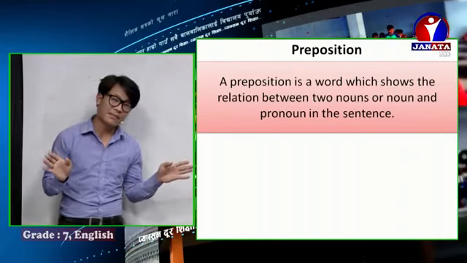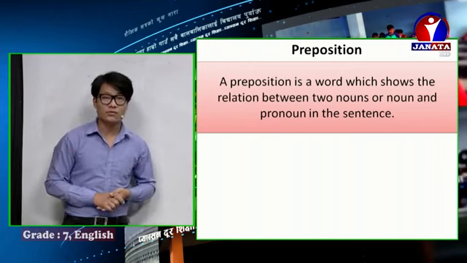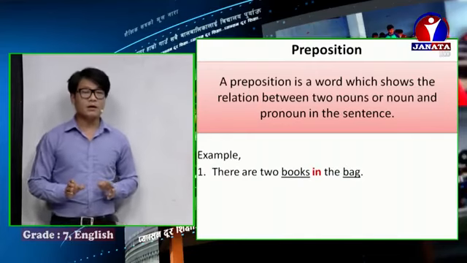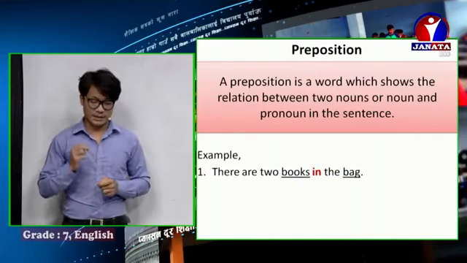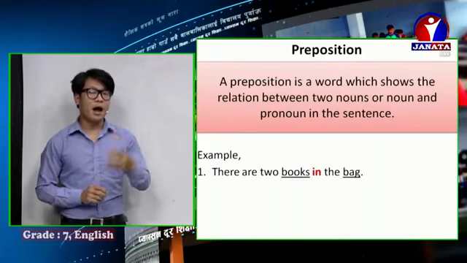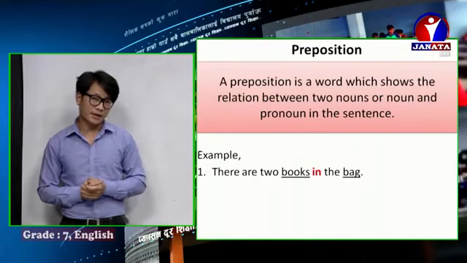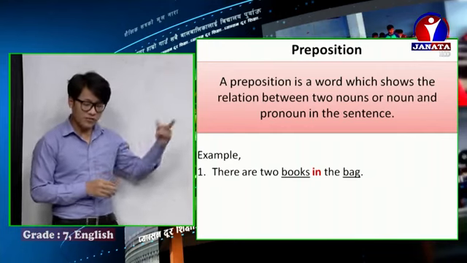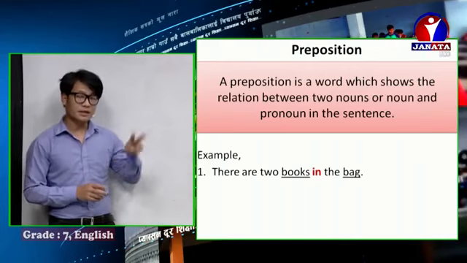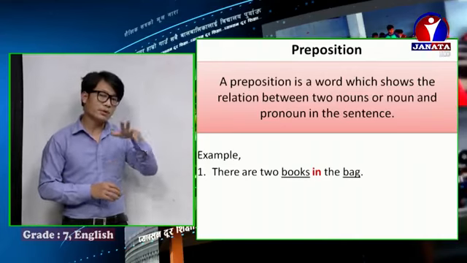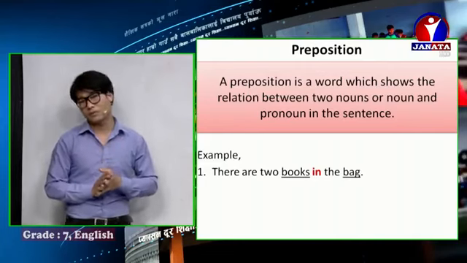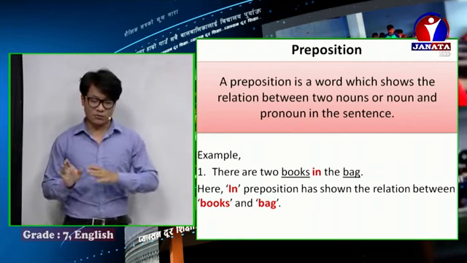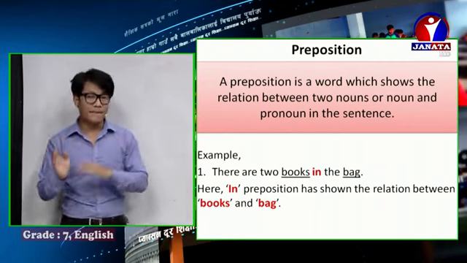So let's have an example of how they show the relations. You can see the example here. There are two books in the bag. There are two books in the bag. Can you guess what the nouns are here? Obviously, books and bag, they are nouns. And between them, what is there? There is the preposition in. So here, the preposition in has shown the relation between books and bag.